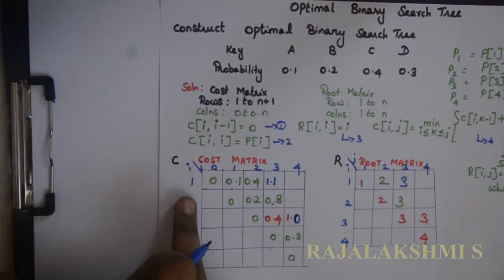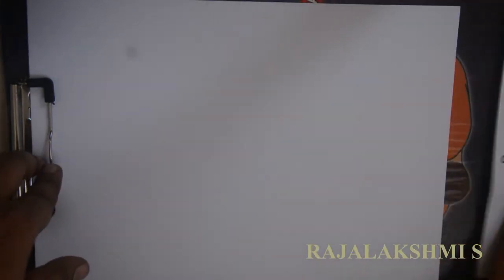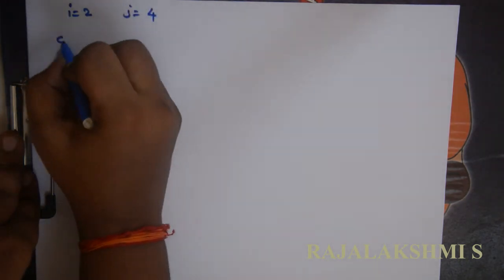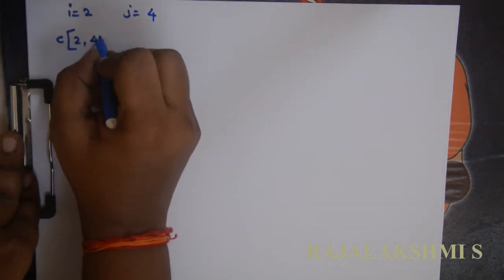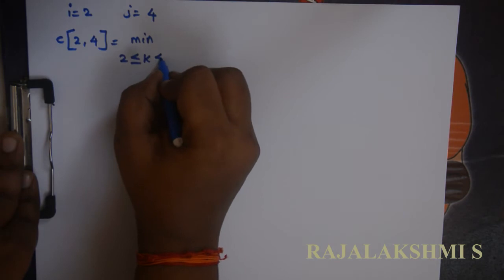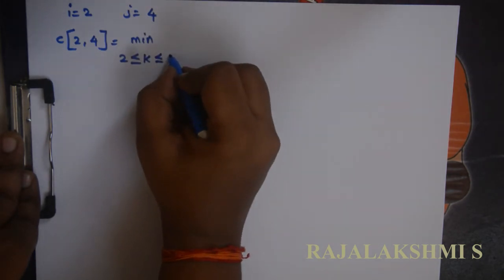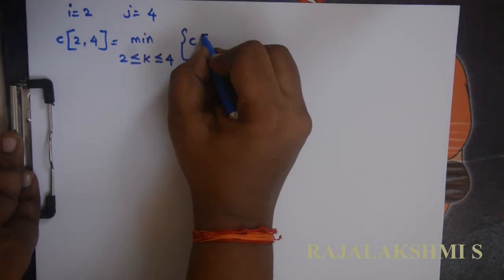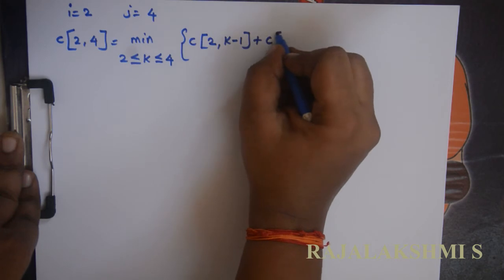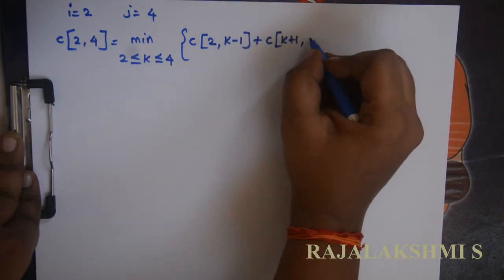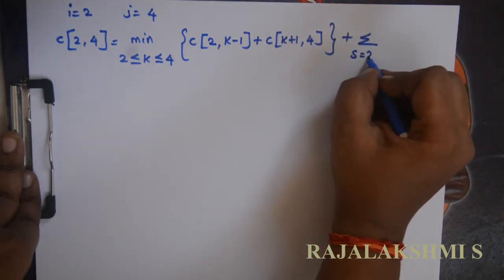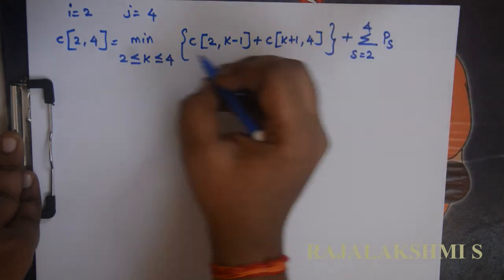So now what is the next value we should compute? It is 2 comma 4. So I is equal to 2 and J is equal to 4. So C of 2 comma 4 is equal to minimum over 2 less than or equal to K less than or equal to J. What is J? J is 4. So it is C of I comma, which is 2 comma K minus 1 plus C of K plus 1 comma J is 4 plus summation S is equal to 2 to 4, it is PS, right?